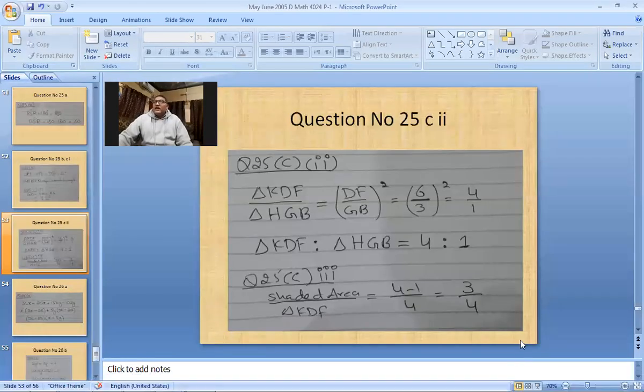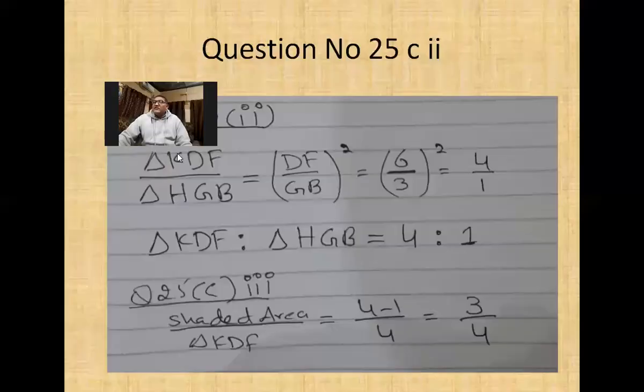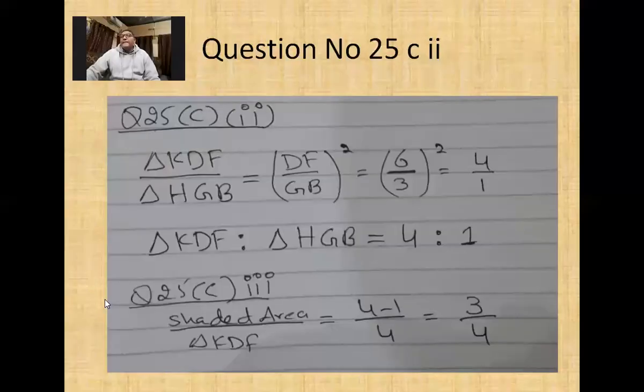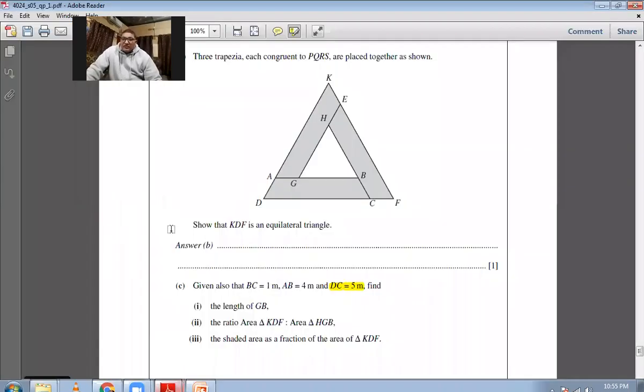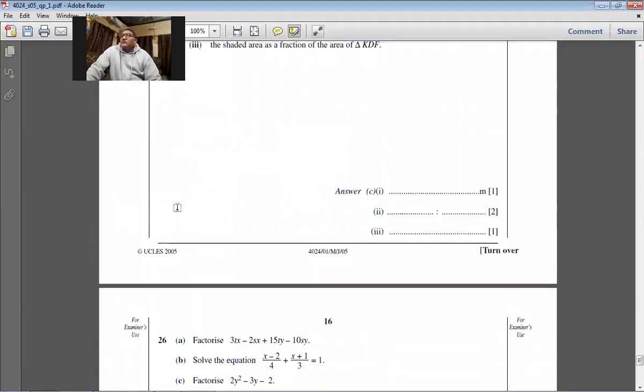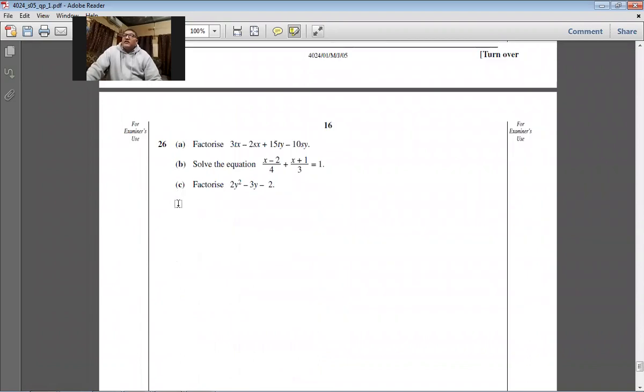Okay, so here you can see I have shown it. It says shaded area will be 4 minus 1 and the KDF is 4. So 3 by 4. That's the ratio between the shaded area and the triangle KDF. So we are done with question number 25. Hopefully you understand, and let's go to the next part. So this was 1, 2, and 1 mark. Okay, so the next question is coming up on the screen.